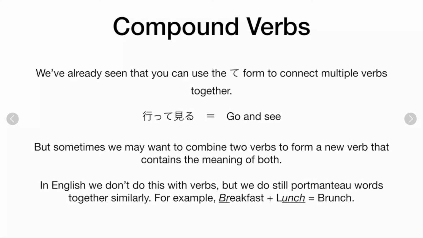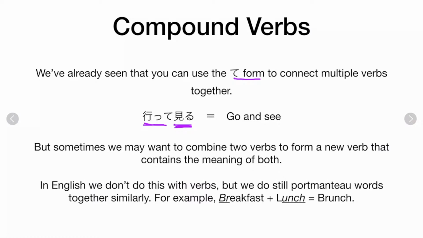Okay, so I'm going to talk about now the te form. I showed you this a bit ago, but I didn't talk about it. Let's talk about it. The te form is used to connect multiple verbs together. So if I say itte miru, iku is to go, and miru is to see. Itte miru becomes go and see. Okay? So there are times when you want to do this, and you're going to say itte miru, which is go and see. But there are some times when you just want to create a combined verb that has the meaning of two verbs attached together.